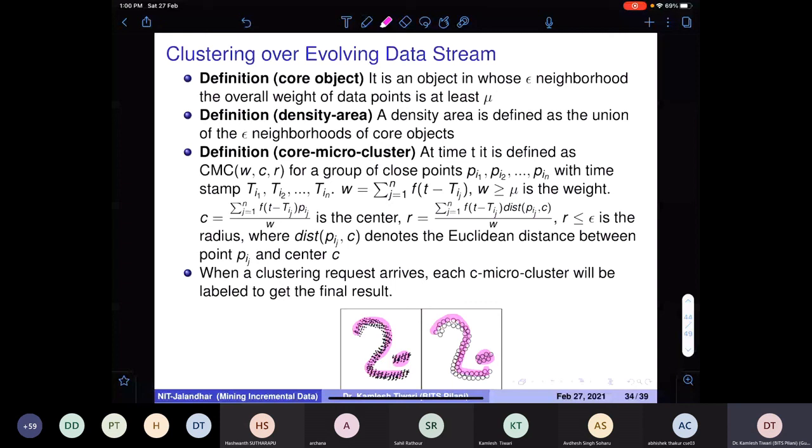Because of this 2 to the power thing, it uses two important concepts that tell where the center of the items is, because a number of items are coming in. It tries to find the center by applying the function we have seen, 2 to the power minus lambda t, multiplying by the portion over there, and dividing by the weight. Weight is just the summation of all the items in a particular cluster, and you find the radius and keep maintaining this.